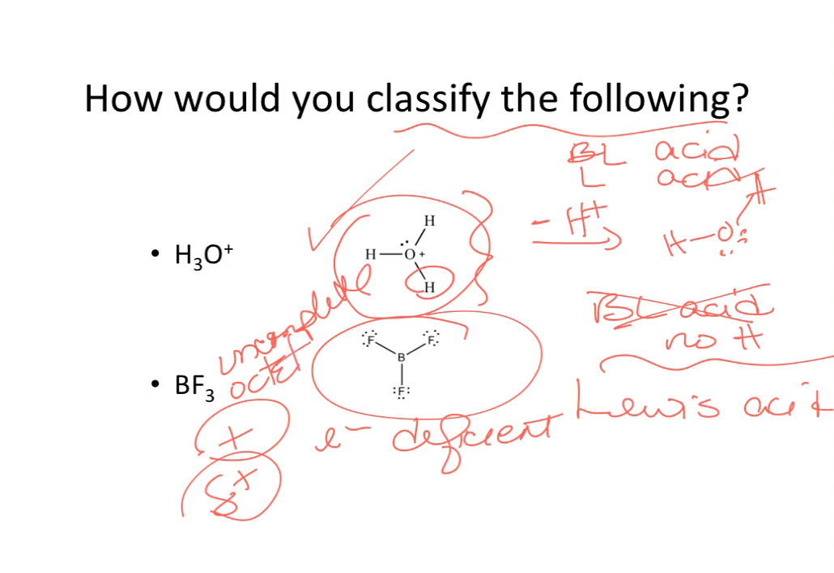Does this BF3 meet any of those? Yes, it turns out that boron is a moron. That's how I used to remember it. Boron is happy with only 6 valence electrons around it: 2, 4, 6. Boron has an empty orbital, and so it can be an electron pair acceptor. And so this one, BF3, is only a Lewis acid. It can't be Bronsted-Lowry because there are no hydrogen ions that can be donated.